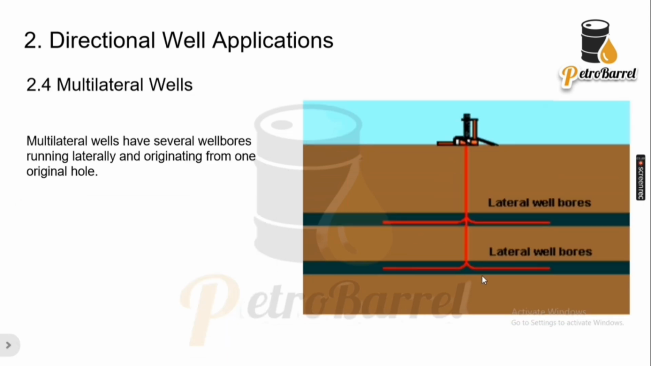Okay, let's move on to the fourth part, which is multilateral wells. Simply, multilateral wells have several well bores running laterally and originating from one original hole, or the starting point is the same for two directional reservoirs. So we will drill a vertical section, then build an angle to reach this target here and here, and do another drilling operation to reach another target through the second productive reservoir.